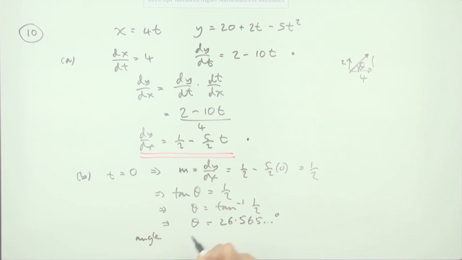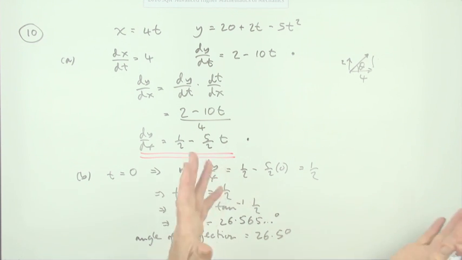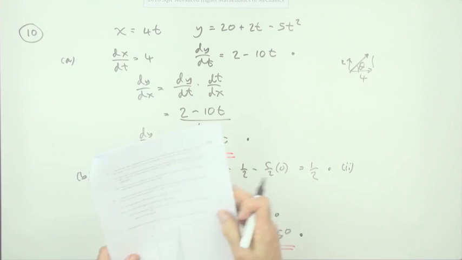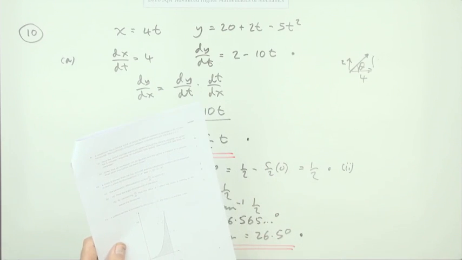So maybe I'll just finish it because I didn't mention a theta. Angle of projection equals 26.6 degrees. Or if you fancy, change it into radians. I would just leave it in degrees. And the 2 marks here were, first of all, for putting t equal to 0, so you get the angle at the start, and getting the answer a half. And then the second mark for getting the actual angle. And the second part, just squeeze it in over here.